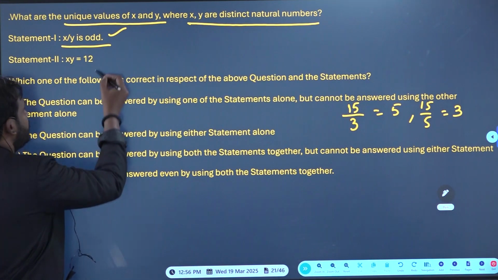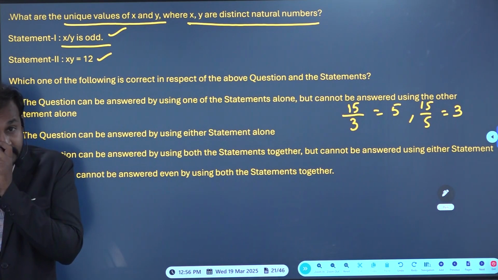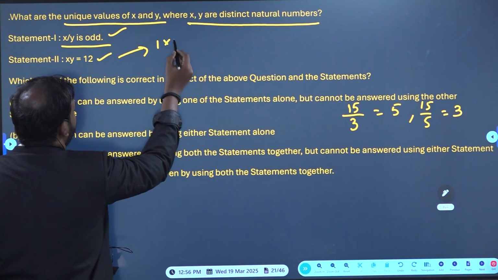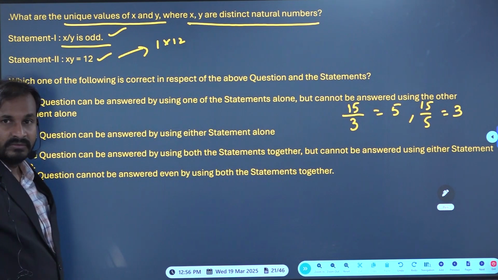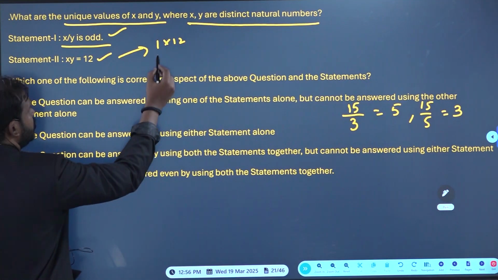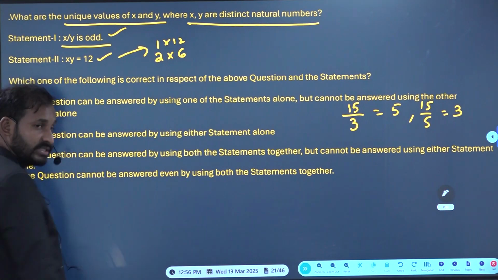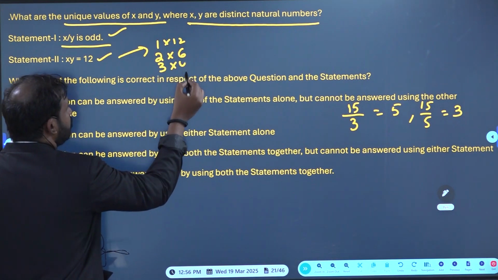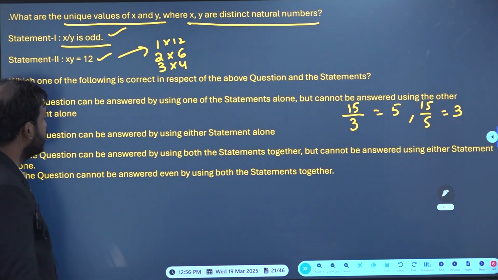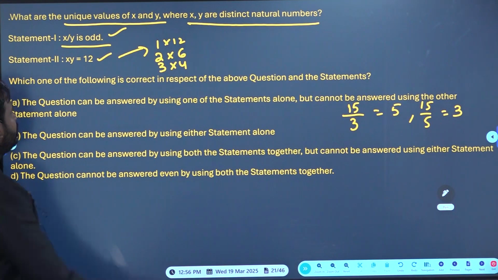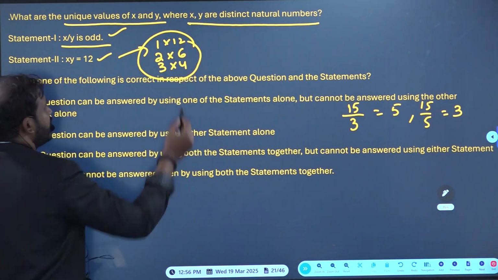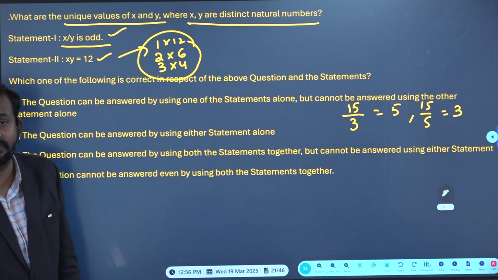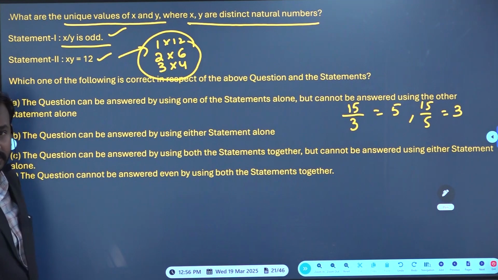Now see the second statement, XY is 12. So what are the possibilities of X and Y I can have? 1 into 12 is 12. Next, 2 into 6 is 12. Yes, that is also correct. Next, 3 into 4 is 12. That is also correct. So I have 3 chances for X and Y here. From here, can I tell uniquely my X value is so and Y value is so? From here also I cannot tell uniquely.